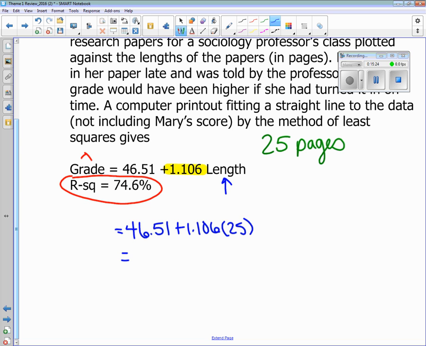So I think I got 74.16, which on our grading scale would be a C. Just depends on where you are.